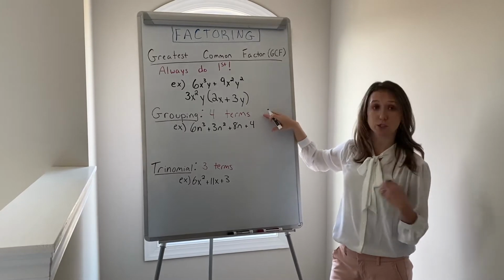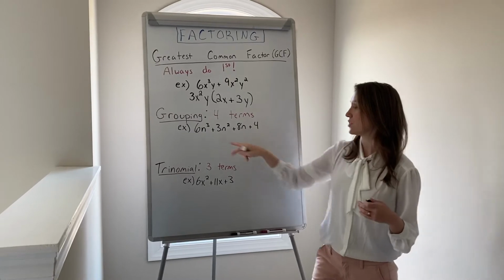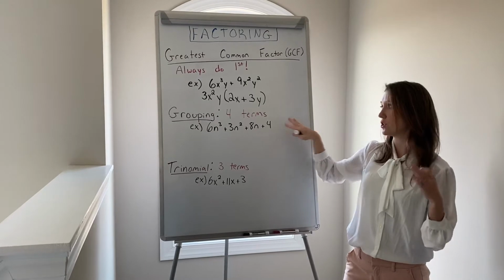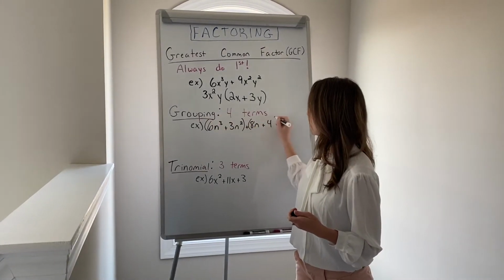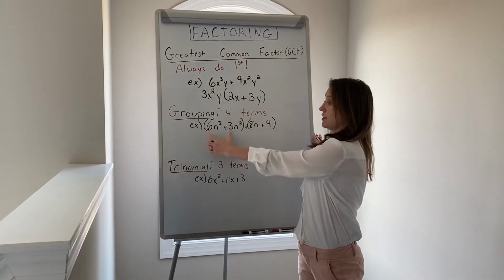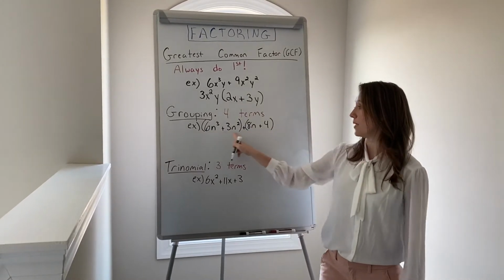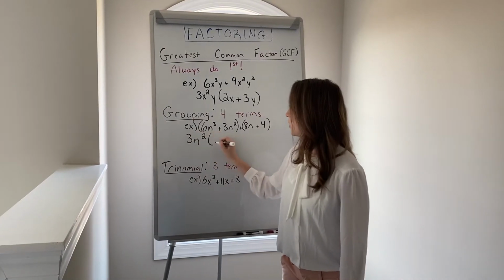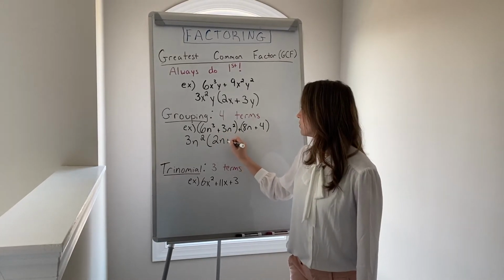The next type of factoring is grouping, and you do that whenever you have 4 terms. Now again, you still want to see if there's something that all of these have in common, which there's not, so there's no greatest common factor, so we can just start grouping. So when you group, you put parentheses around the first 2 and around the second 2. And then we're going to use what we did up here and just take the GCF out of each of these parentheses. So out of these 2, what they both have in common would be a 3n squared. And what's left when I take a 3n squared out would be 2n plus 1.